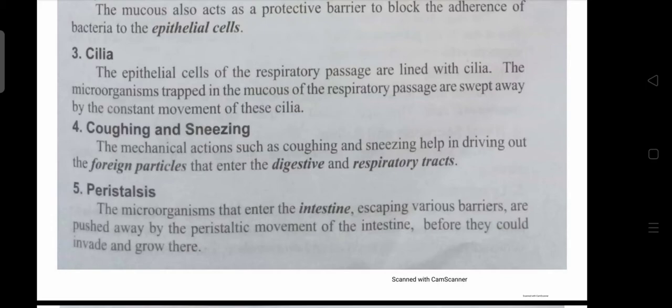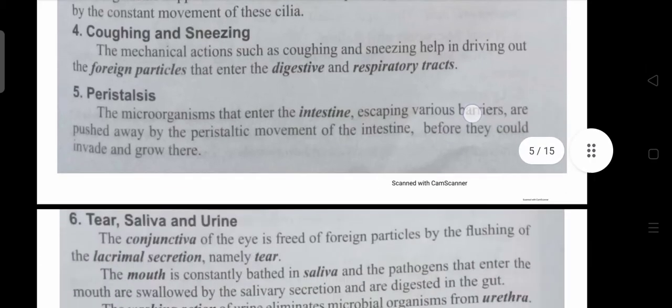Okay, the peristaltic movement of the intestine, along with all these barriers, helps push away infectious microorganisms that enter the intestine. They can be pushed away by peristaltic movement of the intestine before they invade and grow there. These are the important points in peristalsis.